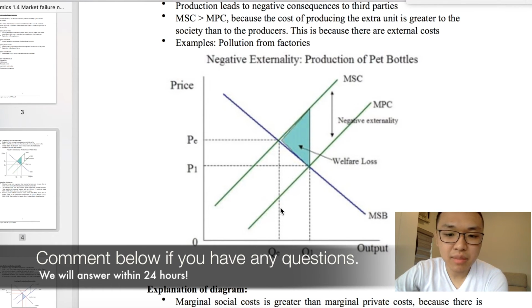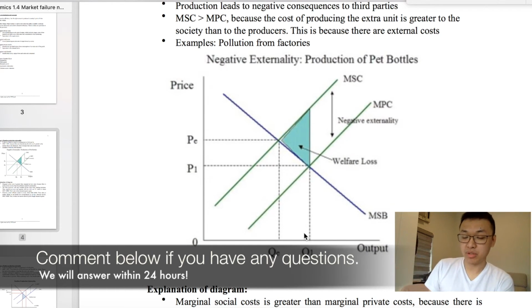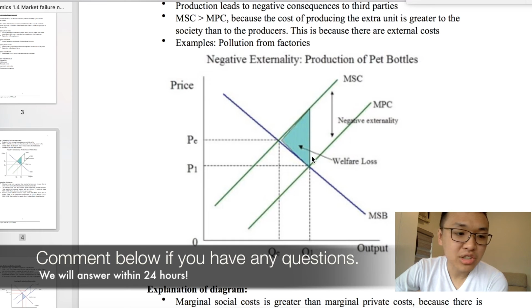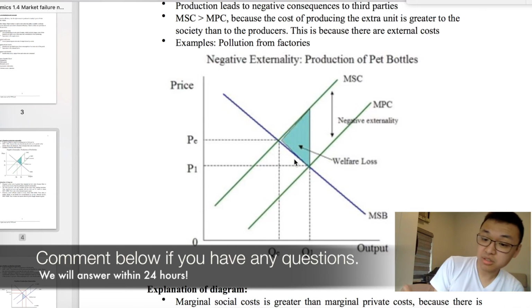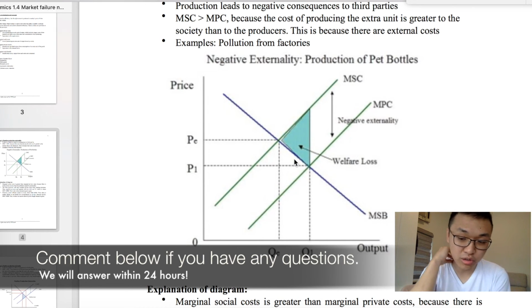We can see that the main thing is that from QE to Q1, these units actually should not have been produced. These units are being overproduced. They shouldn't have been produced. And between QE and Q1, we can see the MSC curve is higher than MSB. So the social cost is higher than the social benefit. So for all of these units that shouldn't be produced, the social cost is higher than the social benefit. Therefore, there is welfare loss because the social cost exceeds social benefit from QE to Q1. These units the free market has produced, but they should not have been produced in the first place because it's higher than the socially optimum quantity.